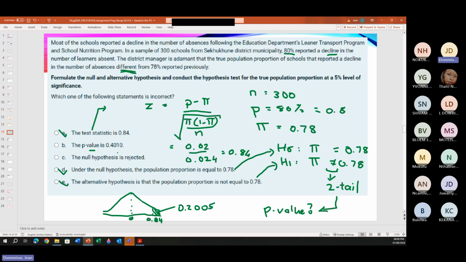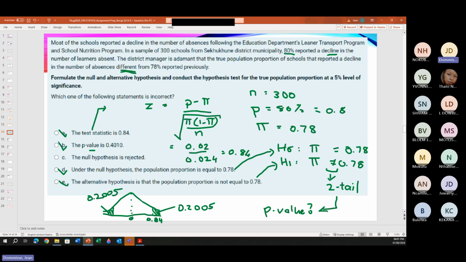Which we see is different to that, but remember two-tail. So here is your one tail, which is 0.2005. Because it's two tail, we will have on the left-hand side the same area, 0.2005. And for two tail, we need to add the two together, which will give us 0.401.